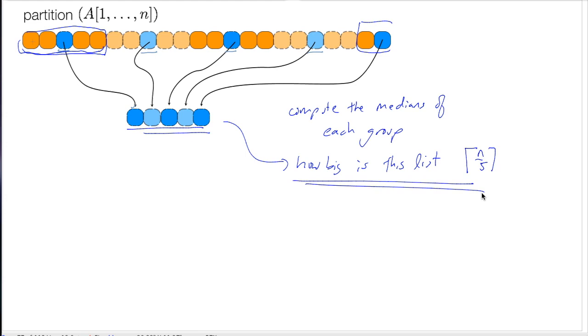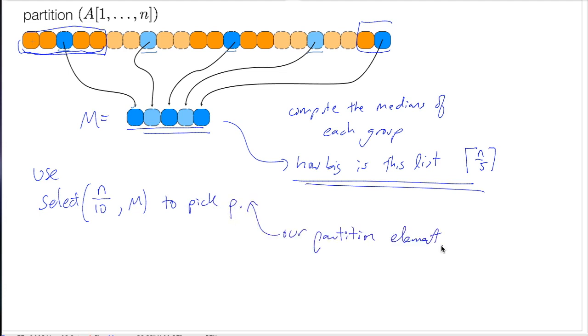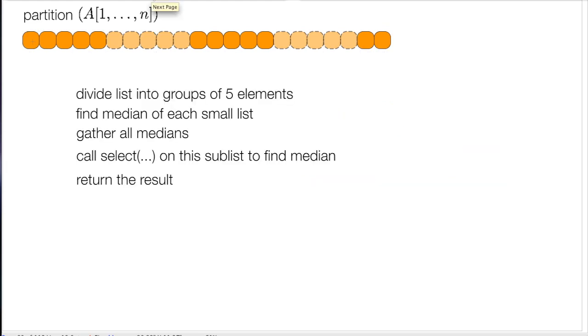And now here's the trick. Use select on this list of medians, M, of size n over 5, to pick P, with rank n over 10. So this is the first time that we have two functions. We have select and we have partition, and they both recursively call each other. So this is the full description of partition. Divide the list, find the medians, gather the medians, and then call select on this sublist.